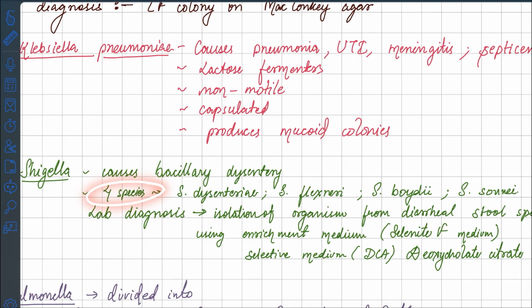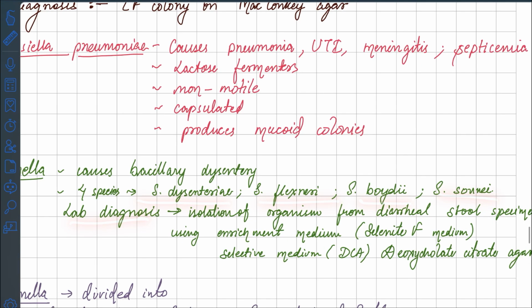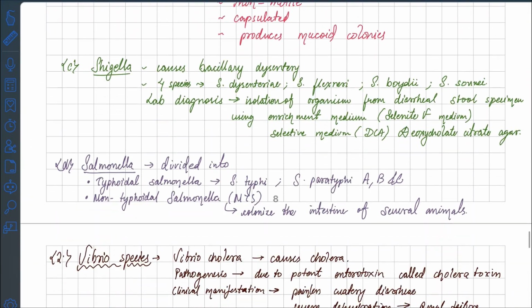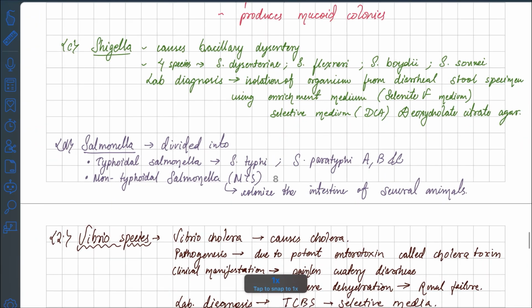The four important species of Shigella are Shigella dysenteriae, flexneri, boydii, and sonnei. Lab diagnosis, the isolation of organism from the ideal stool specimen using enrichment media. The specific medium for Shigella is selenite F medium, and selective media like DCA, deoxycholate citrate agar, can be used. The fourth bacteria here is Salmonella.